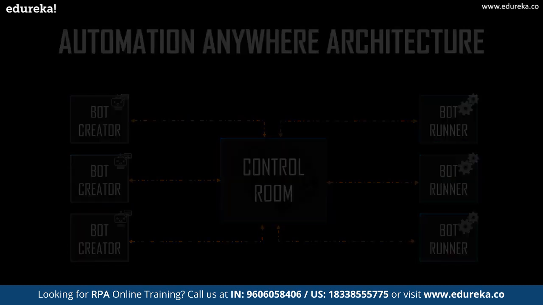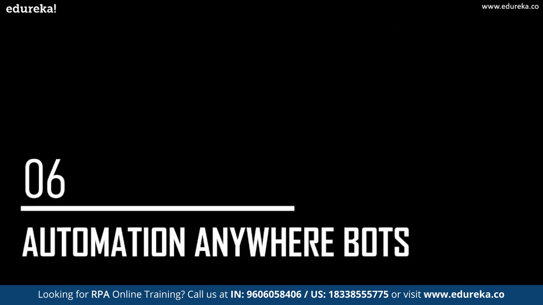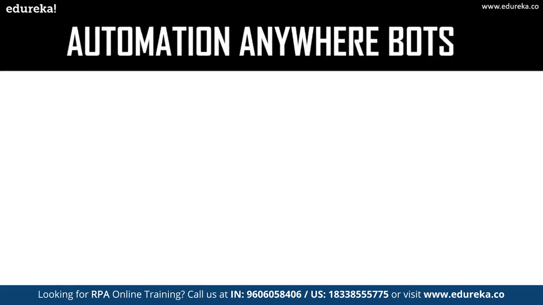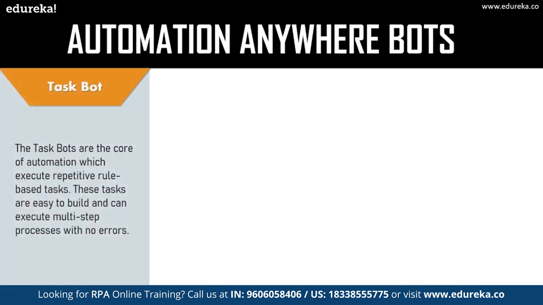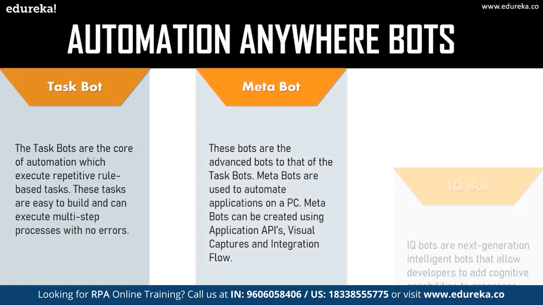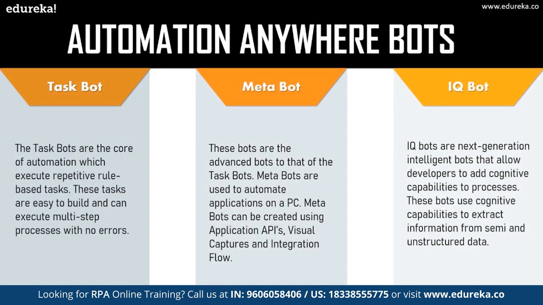Now let's move forward with the next topic for today's session, that is the Automation Anywhere bots. Well guys, there are mainly three types of bots provided by Automation Anywhere, that is the task bots, the metabots, and the IQ bots. Starting with the task bots. The task bots are the core of the automation which execute repetitive rule-based tasks, and these tasks are very easy to build and can execute multiple step processes with no errors.